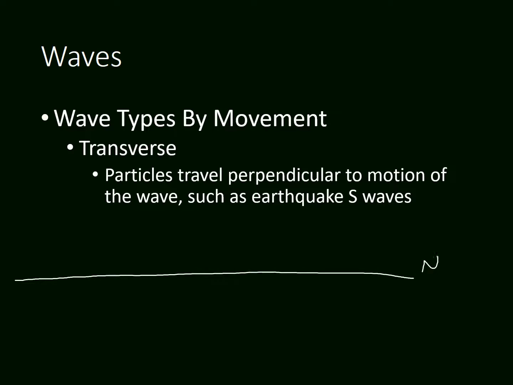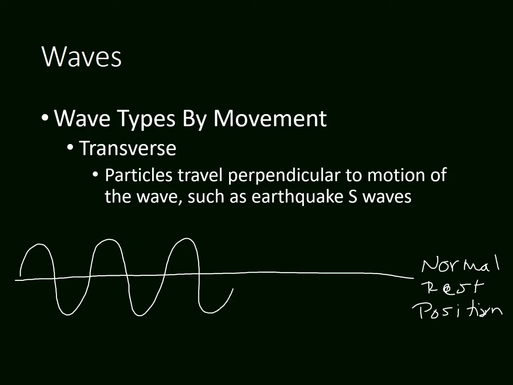So this is what we're going to call the normal rest position. So this is how the material would be if there was no energy moving through it. So once the energy moves through it, then you have the wave that looks like what I just drew. So that wave is our disturbance. So our particles are the ones that are moving up and down, whereas the energy is traveling from left to right across the screen.